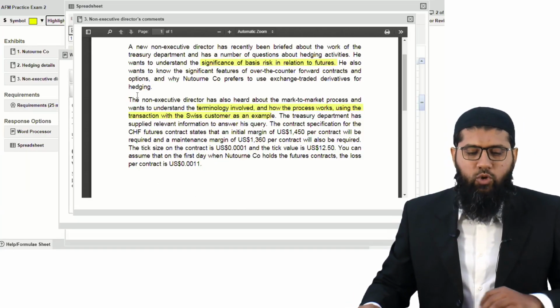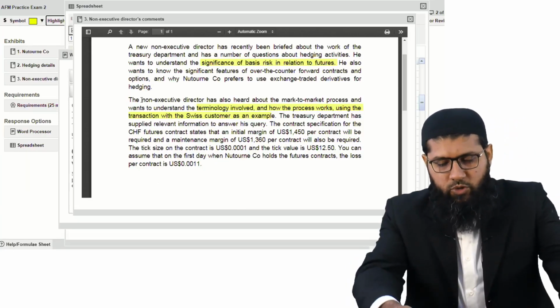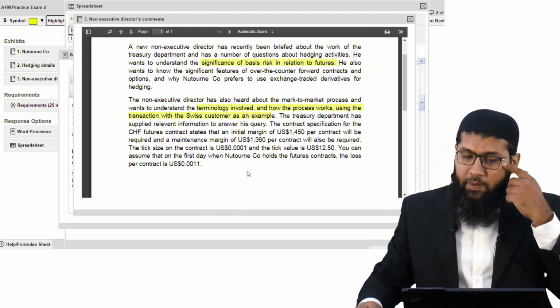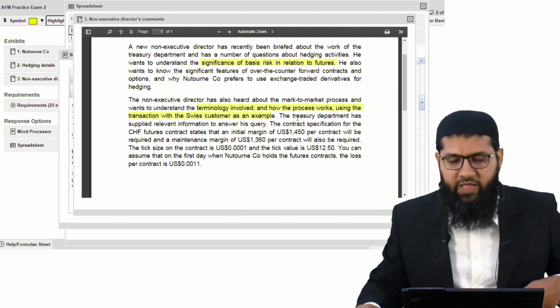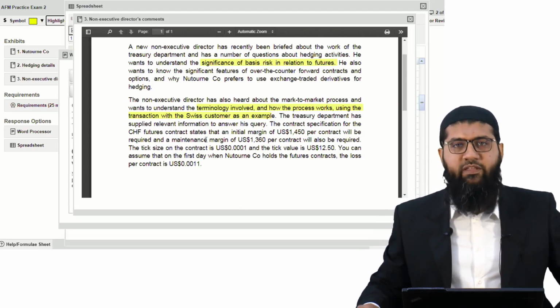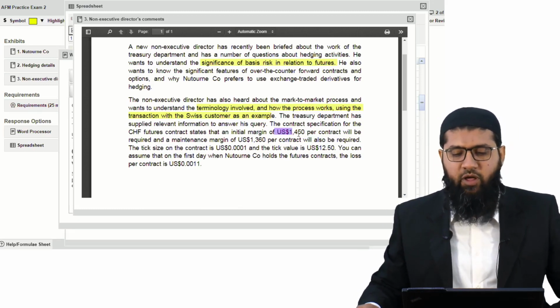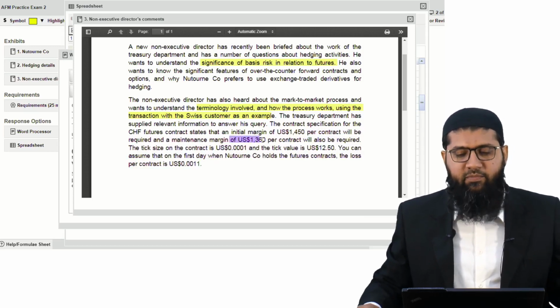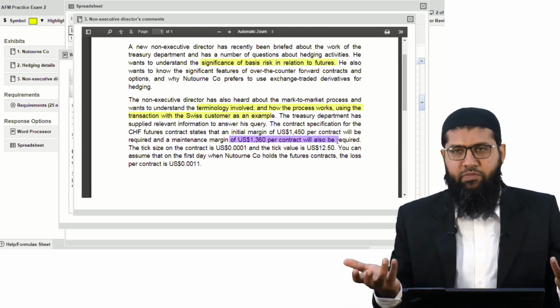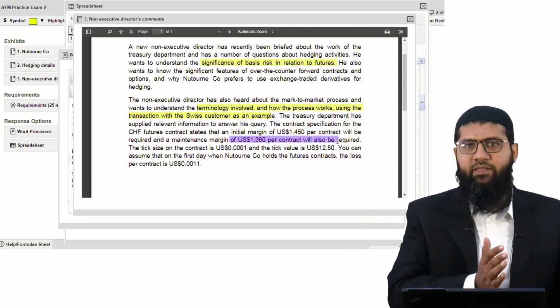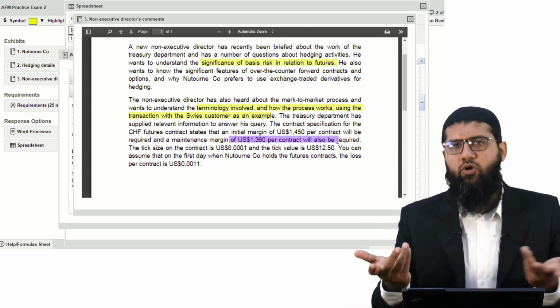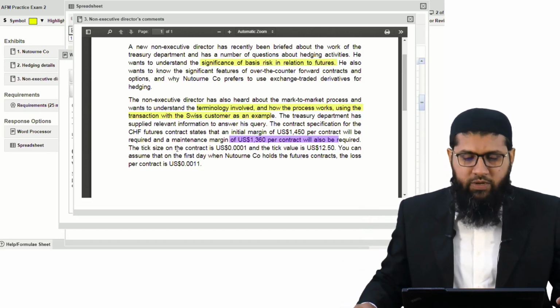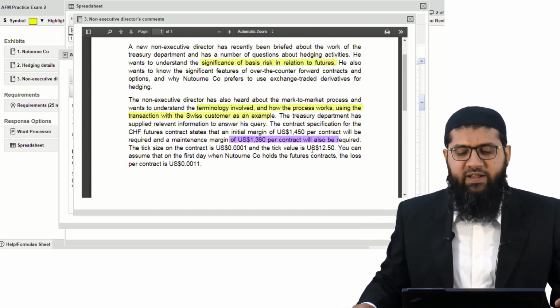Okay, coming back to it. It says the Treasury Department has supplied relevant information to answer his query. The contract specs for the CHF contract state that an initial margin of 1450 per contract will be required and a maintenance margin of 1360 per contract will also be required. So there is an initial margin which is being kept as a security. There is a maintenance, or you call it variation margin also. Tick size of the contract is this and tick value is this.